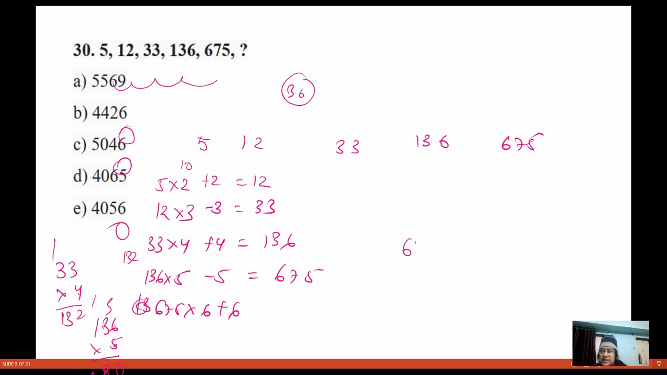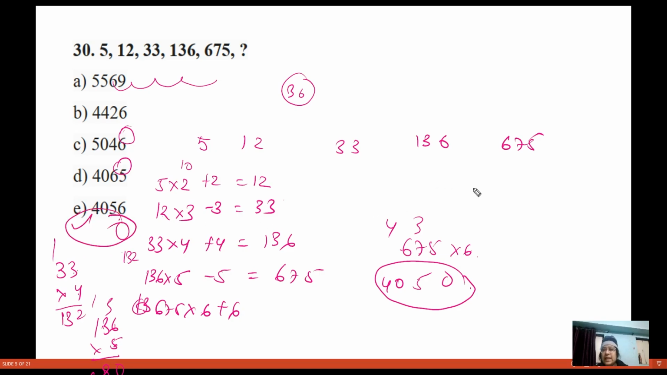Okay, so 675 into 6. So 6 5s are 30, 3 carry over, 7 6s are 42, 42 plus 3 is 45, 4 carry over, and we have 6 6s are 36, and we are going to get 40. But we are going to add 6 here, so we have 4056. So this is how we do these questions. I hope everybody is clear with this.